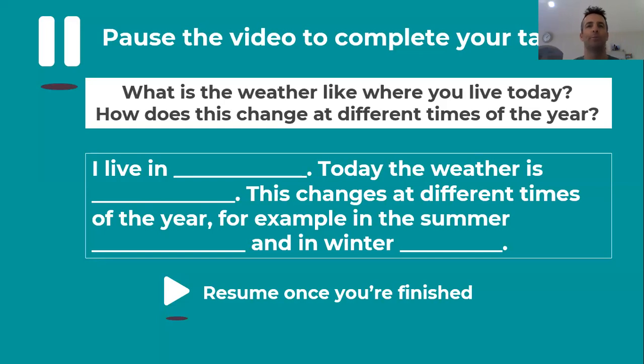So I live in Dorset. Today in Dorset, the weather is wet and cold. Pretty miserable out there. This changes at different times of the year. For example, in the summer, it's usually quite warm and often sunny. And in winter, the temperature is a lot lower. So it's usually a lot colder and a lot cloudier in the wintertime.